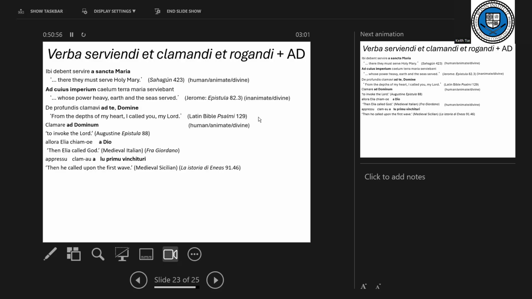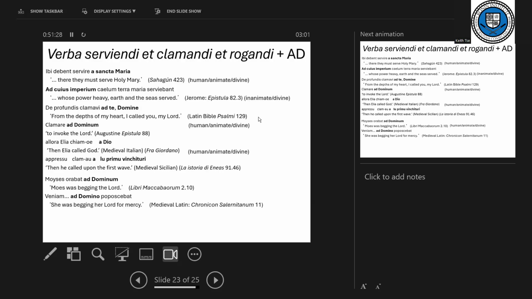And this is retained in medieval Romance, where in medieval Italian, so chiamare a Dio. Okay, so this is not to call as much as invoke. And also in the medieval Sicilian, so clamao alu primo vincituri. So he invoked the first wave. All right, so the Christian Latin examples here seem to anticipate medieval Romance, with the human animate but also divine. And finally, with verbs of begging, the fact that these mean praying in the Christian and medieval era.